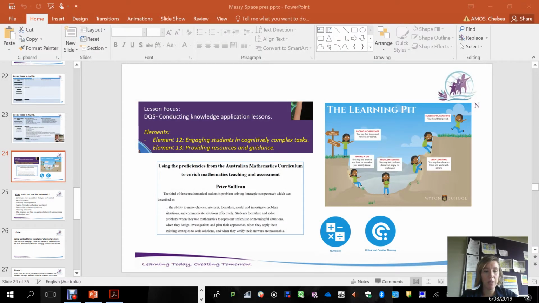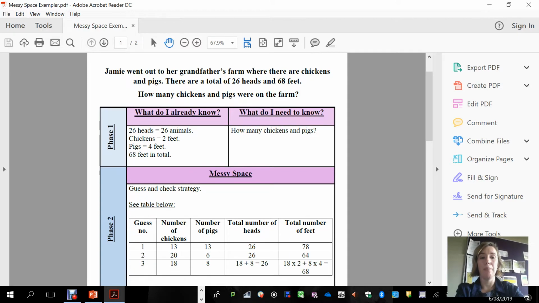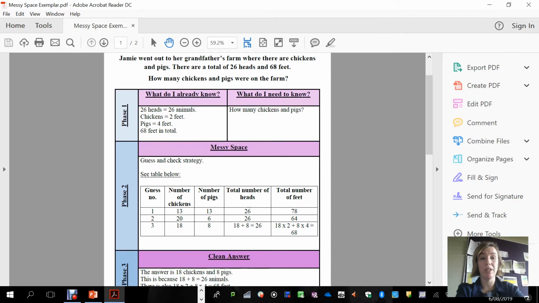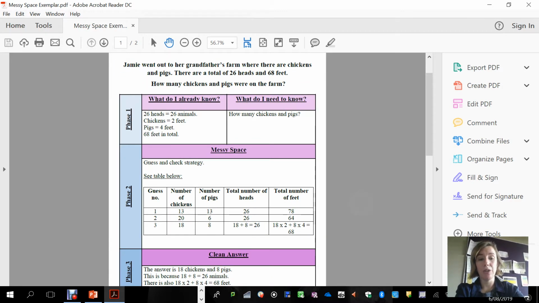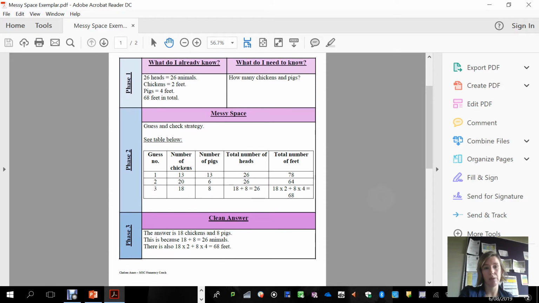Now, to finish up this video, I thought I would show you an exemplar of messy space that sits within our numeracy program. And you might choose to pause this video or download the Word document as an exemplar for students. And the idea is that we can take you through a question and show you essentially what information would go into phase 1, phase 2, and phase 3.